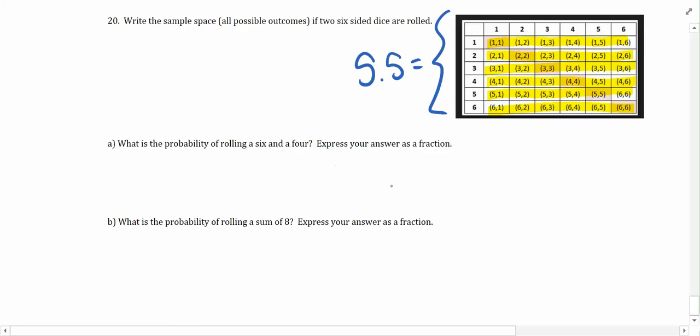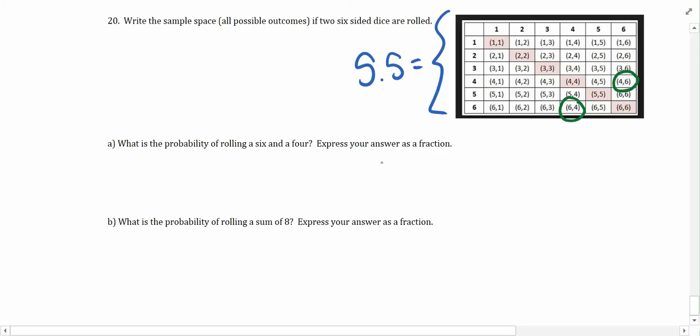It says, what's the probability of rolling a 6 and a 4? Express your answer as a fraction. Okay, so if I go back over here and I look for all the places where I can get a 6 and 4, well, there's a 6 and a 4. Do you guys see any others? There's one over there, right? That's it. Because I could roll a 6 on the first die and a 4 on the second, or vice versa, a 4 on the first die and a 6 on the second.